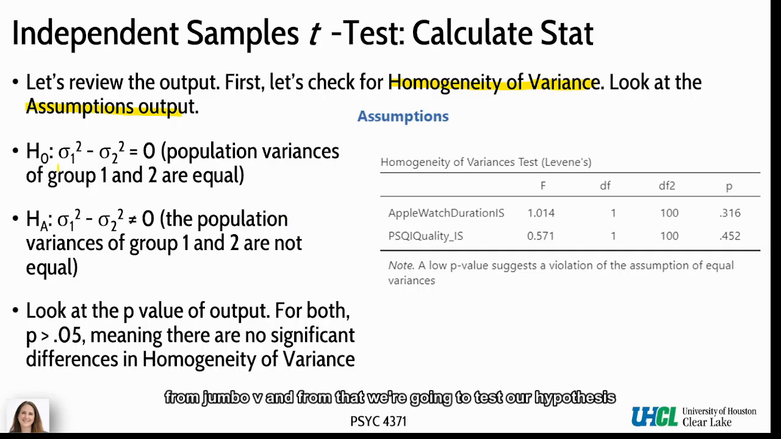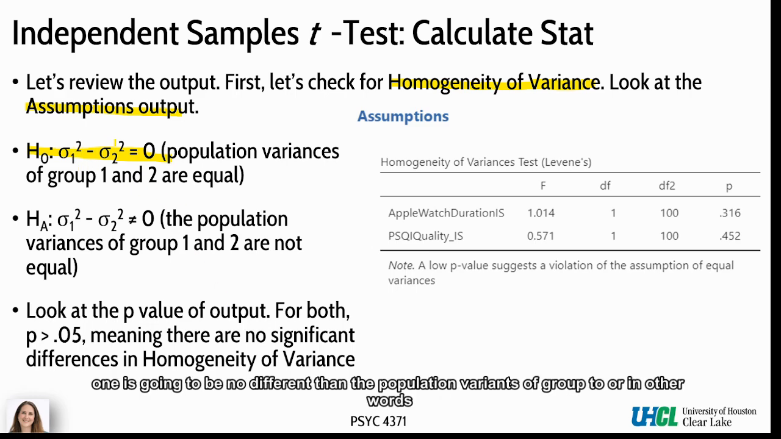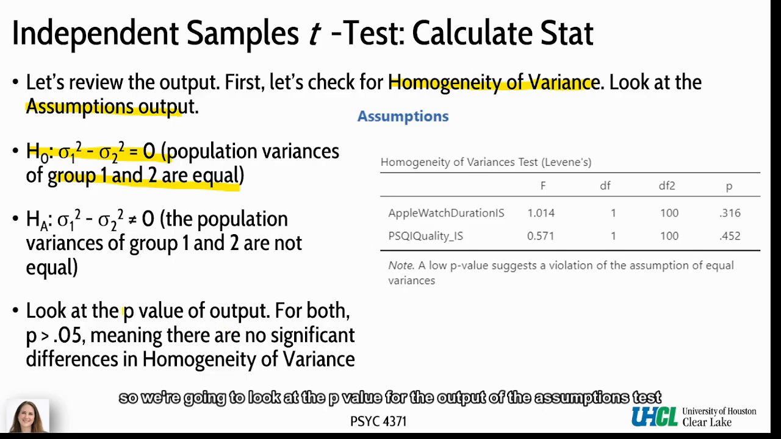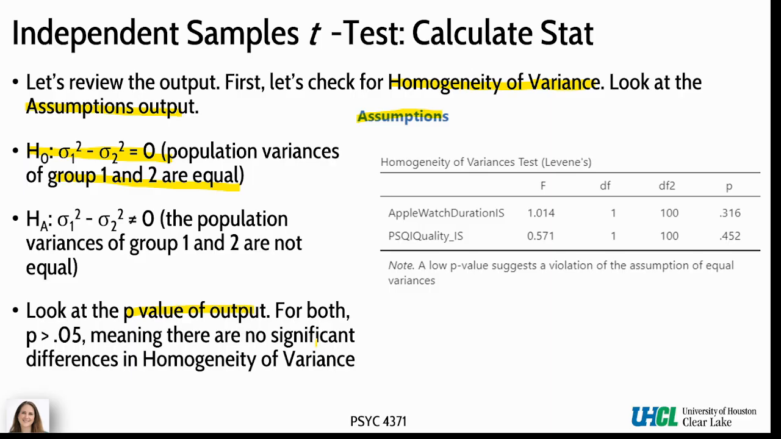And from that, we're going to test our hypothesis about the variances. And what we want to see is that our null is true. So the population variance from group 1 is going to be no different than the population variance of group 2. Or in other words, those variances are equal. Our alternative hypothesis would be that they're not equal. So we're going to look at the p-value for the output of the assumptions test.